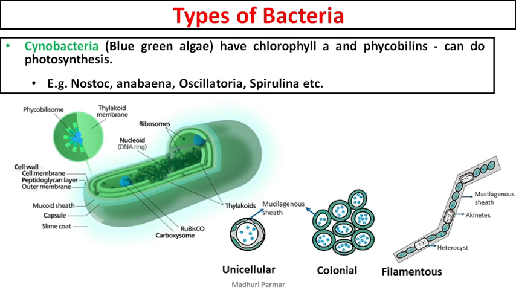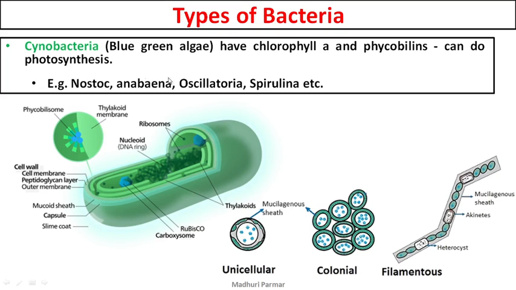Here you have chlorophyll A and some phycobilins. Phycobilins are blue in color. They are just pigments. If you remember, well and good. If you do not, we will cover it when we study photosynthesis. So cyanobacteria are blue-green algae and they do photosynthesis. So they are autotrophs, photoautotrophs.